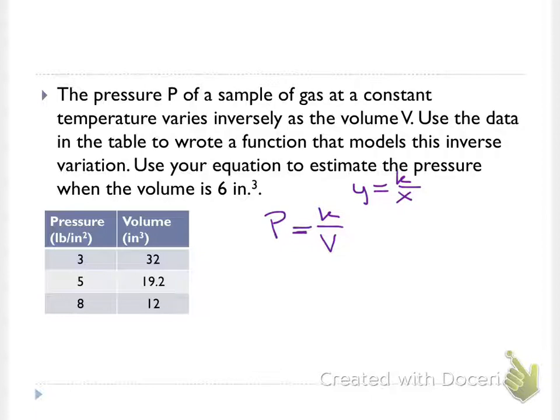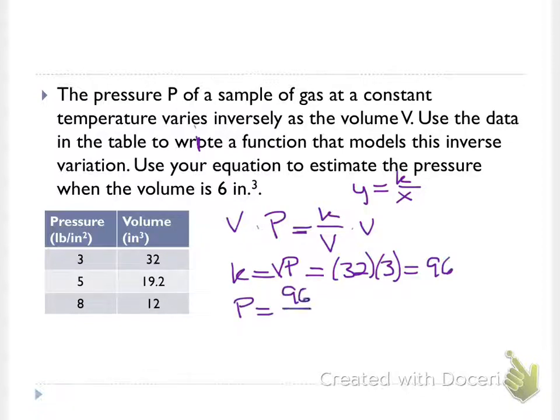Use the data in the table to write, that's a typo, a function that models this inverse variation. We did that. Oh, we need to use the table. So pick a point, any point. It tells you that it's already inversely related, so all you have to do is pick one point. You don't need to pick a bunch of them to prove they're all inversely related. I can multiply V on both sides, so k equals VP. So k equals 32 times 3, which is 96. So my equation is P equals 96 over V.